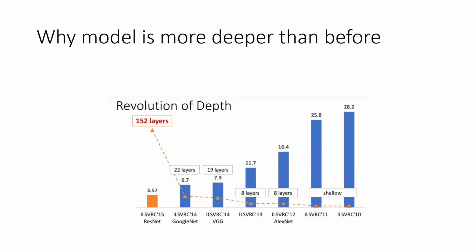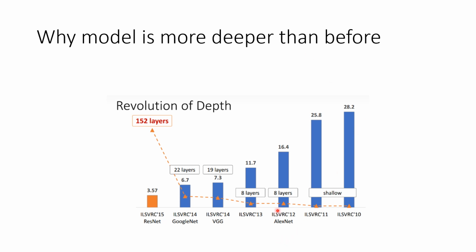Today I want to talk about several models that have been tested as very great models on the ImageNet test set. Alright, first we want to talk about the residual network, more well known as ResNet. Let's talk about why models are deeper than before.